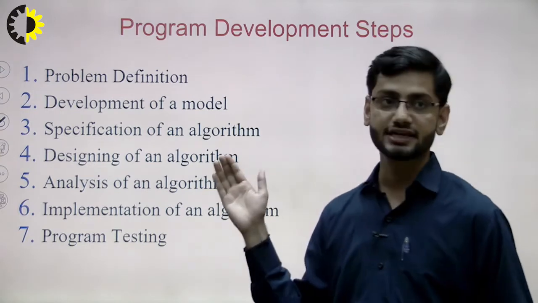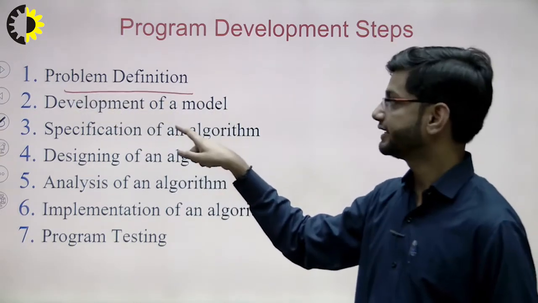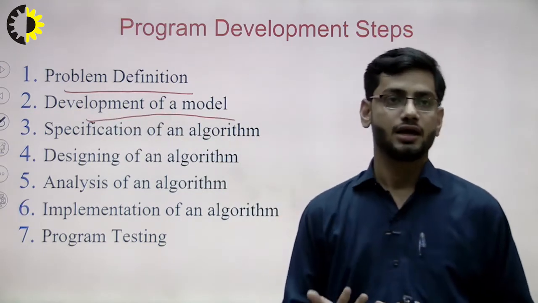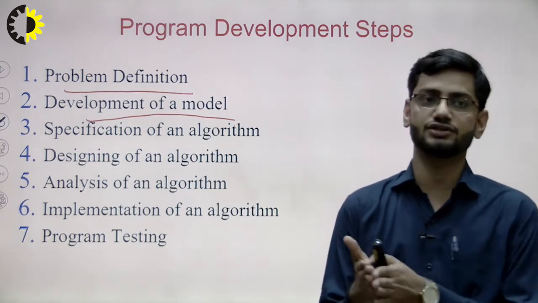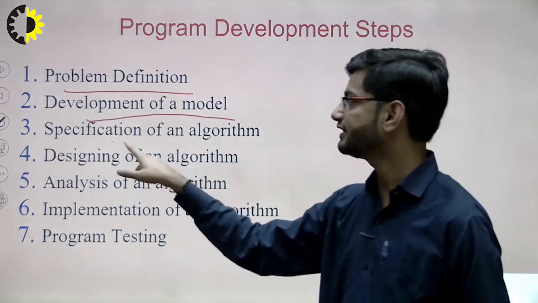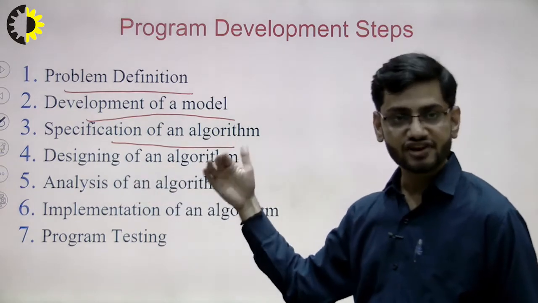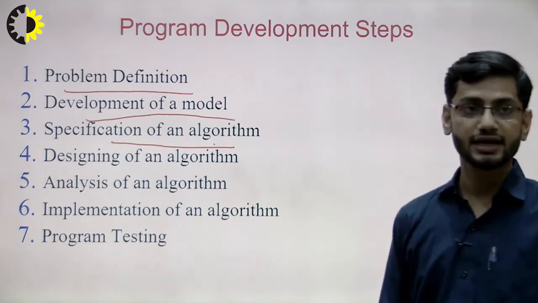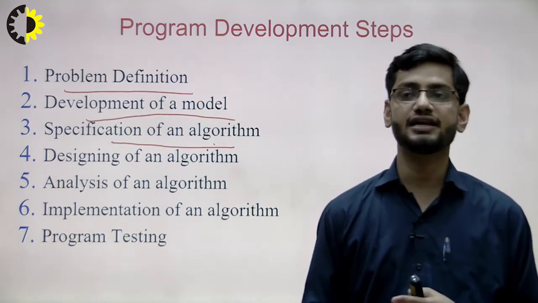So these are the program development steps. First of all, you will define your problem definition. Second, development of a model means you will develop a model by which this problem will be solved. For that model, you will specify the algorithm, and after specification of the algorithm, you will design that algorithm. Clear?